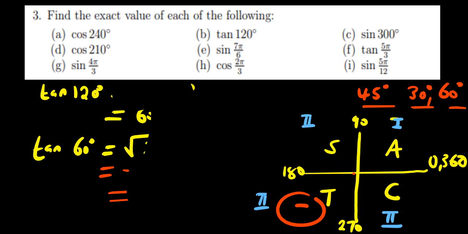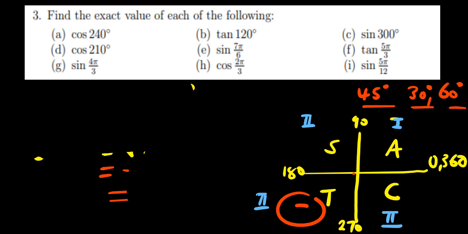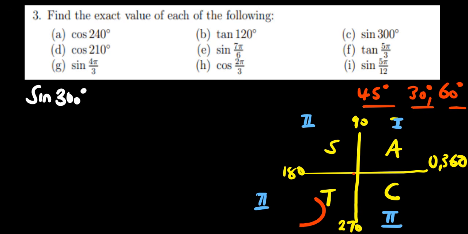Okay, let's solve another one. Let's solve C. So we're finding sine of 300 degrees. How are we going to do that? We're going to do the same thing we've just been doing. Sine 300 will be the same as... 300 is in which quadrant? It will be in this quadrant, right? It's in the fourth quadrant.